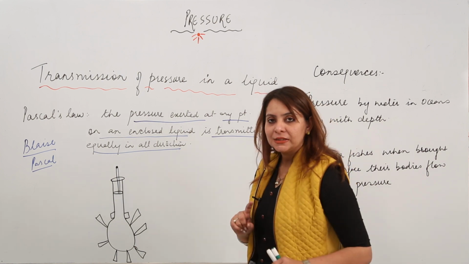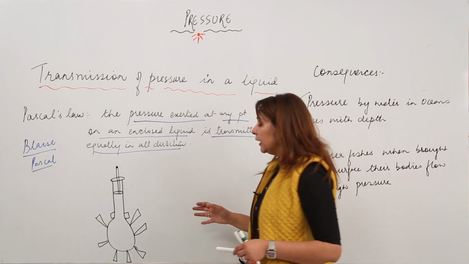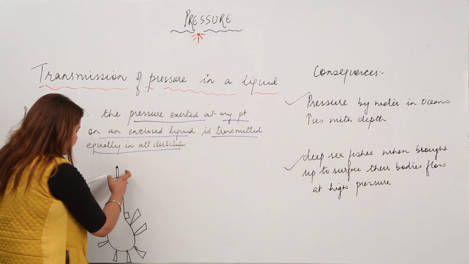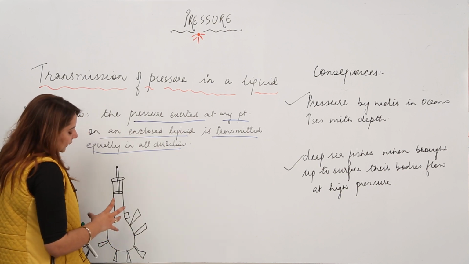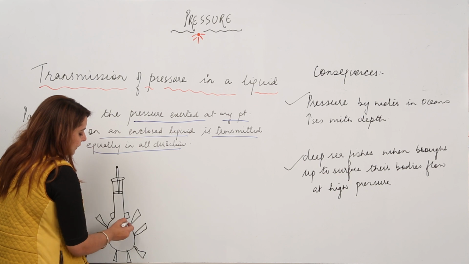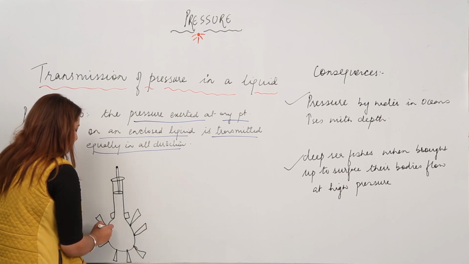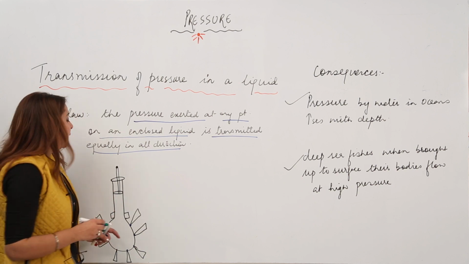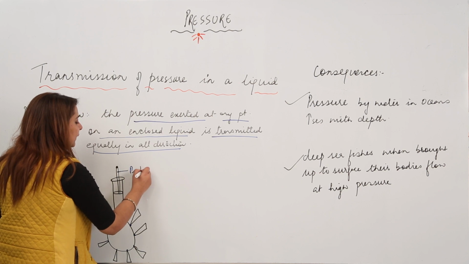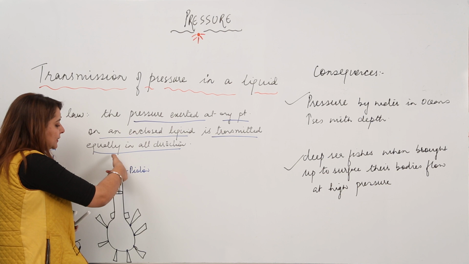Now I am going to prove this. You will get more knowledge when I prove it with an experiment. Let's say I have a flask, a round bottom flask, in which I have a few holes here. Let's say this is one hole, this is another hole. So I have a few holes here. What I do is I fill it with water and I have a piston fitted to it. Now I just press the piston.